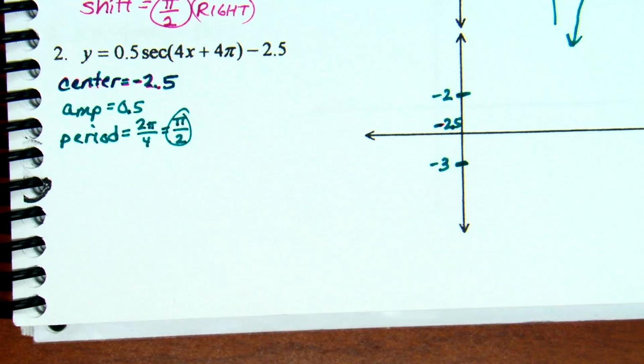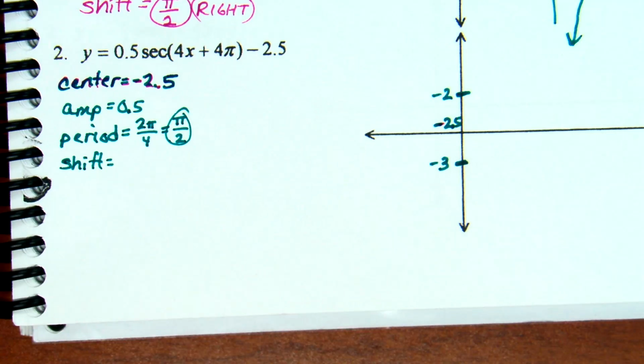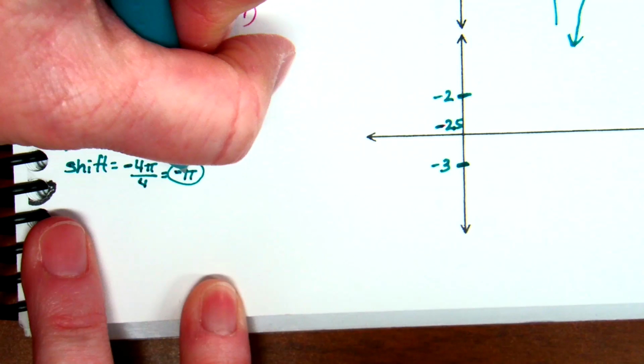What about a phase shift? C over B, opposite of that middle sign. So negative 4 pi over 4. And negative 4 pi over 4 becomes negative pi. And negative pi means we will be moving, as I had already indicated, left.